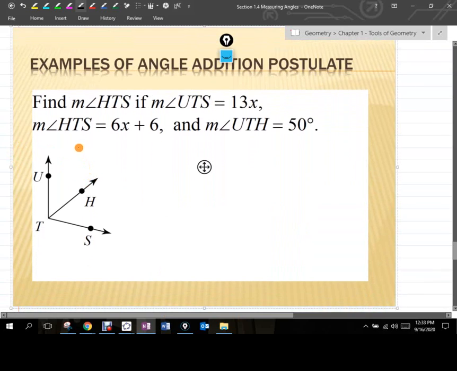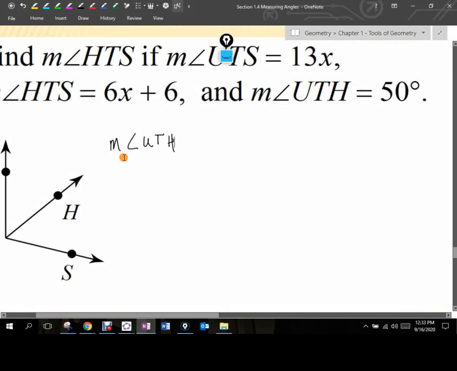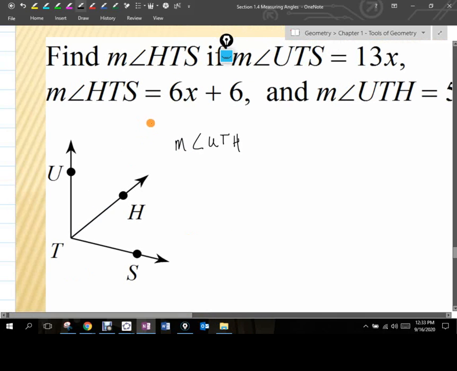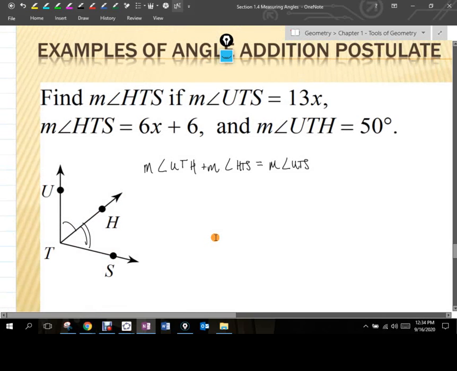All right, so when I try to determine what angles I'm going to be adding together, I'm going to say the measure of angle UTH plus the measure of angle HTS is equal to the measure of angle UTS. You guys agree with that? So that angle there plus that one there should give me the overall UTS. So once I can figure that out, that's the geometry of things, okay?